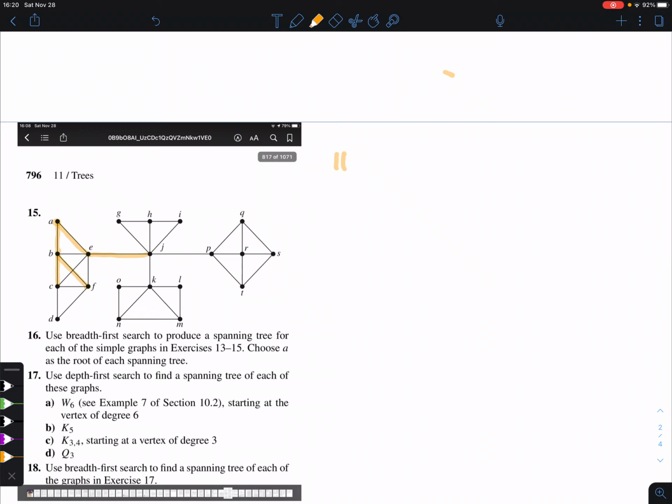Yeah, I have to somehow keep track of this. So let me keep track of it this way. Level 1, I'm done. Level 2, I'm done. Now I start with level 3. Level 3 contains C, F, and J.